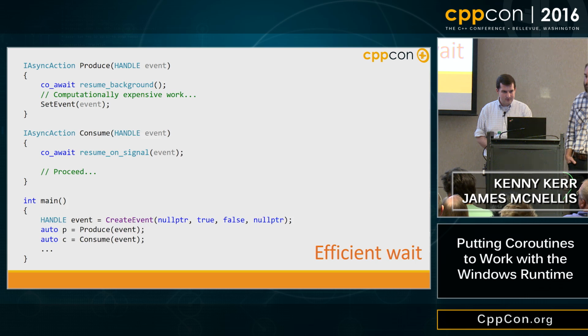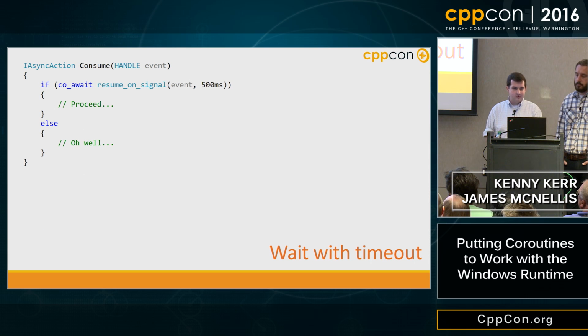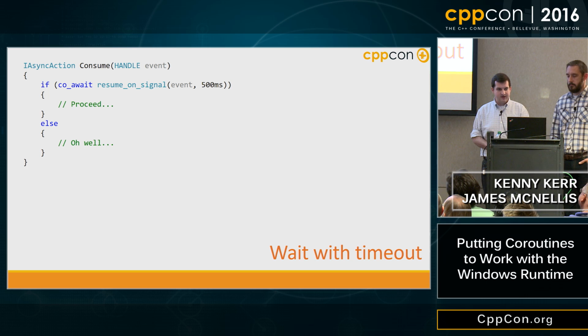And here's how it would look with a timeout. We can await a resume on signal with a 500 millisecond timeout, and if it succeeds, then it will return true, and we can use the state or do whatever it was we were going to do. And if it fails, then it timed out, and we do whatever we need to do there.